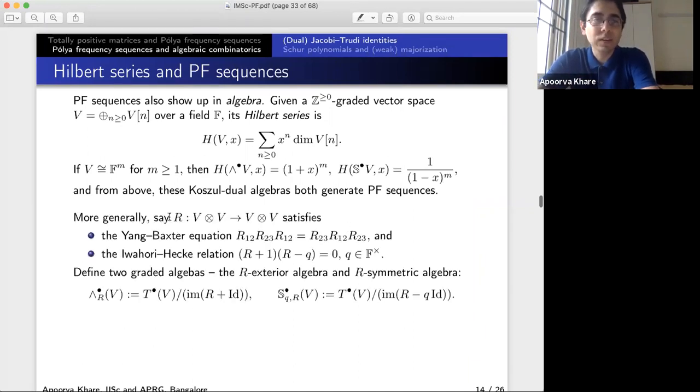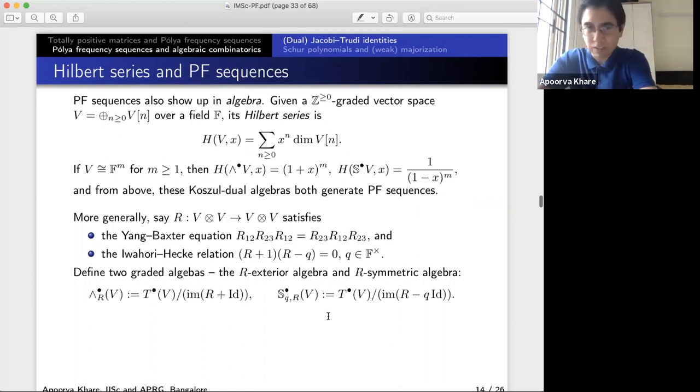More generally, this was the work, more recent work, let's say. This is, of course, classical. Suppose you have an R matrix, so let's take V to be F^m again. So you have a finite matrix that satisfies the Yang-Baxter equation and satisfies the Hecke relation. Then you can define two graded algebras, the R exterior and the R symmetric.